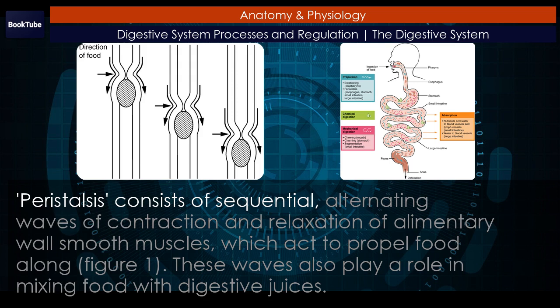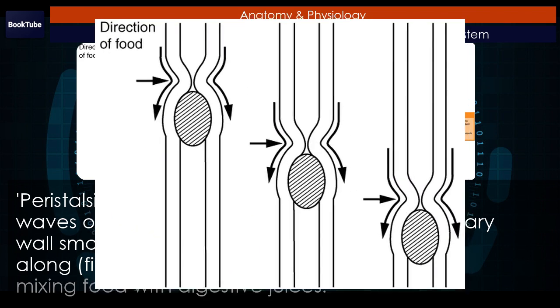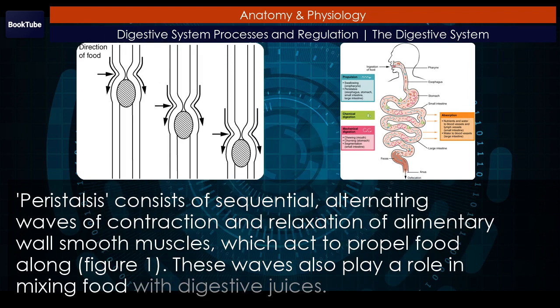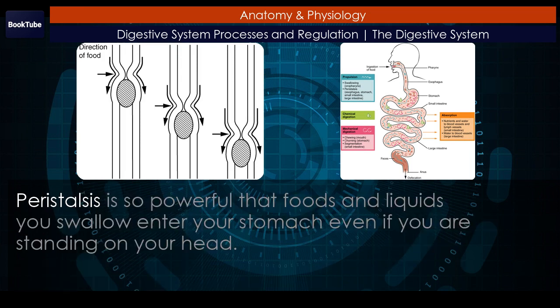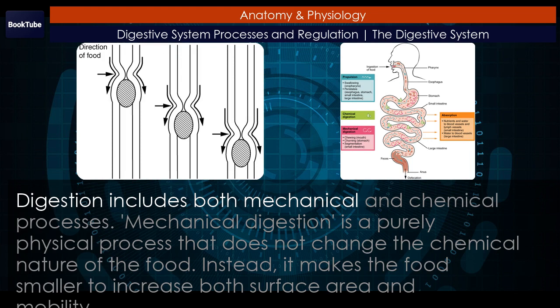Peristalsis consists of sequential, alternating waves of contraction and relaxation of alimentary wall smooth muscles, which act to propel food along. Figure 1. These waves also play a role in mixing food with digestive juices. Peristalsis is so powerful that foods and liquids you swallow enter your stomach even if you are standing on your head.